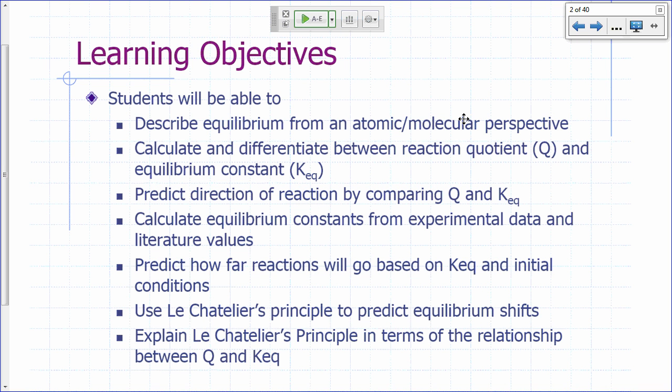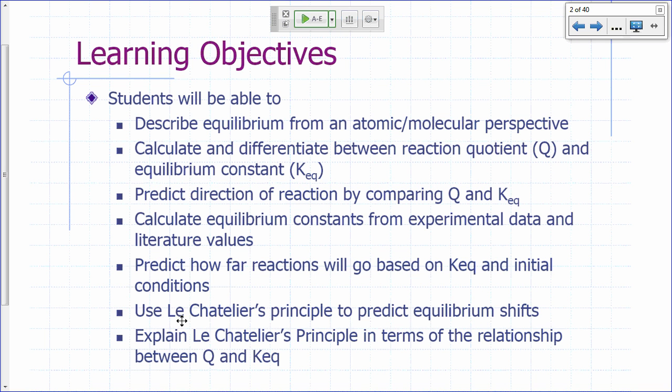You need to be able to calculate the reaction quotient and the equilibrium constant and make a distinction between the two. You need to be able to predict the direction of reaction by comparing the reaction quotient and the equilibrium constant. Which way will the reaction go, forward or reverse? You should be able to calculate equilibrium constants from experimental data as well as literature values. Predict how far reactions will go based on the equilibrium constant and initial conditions.